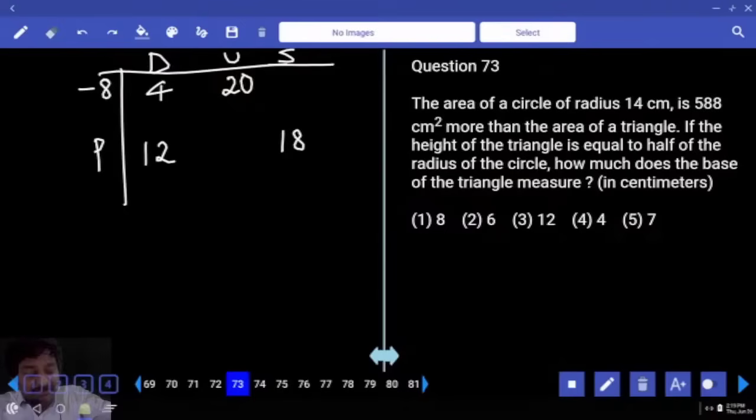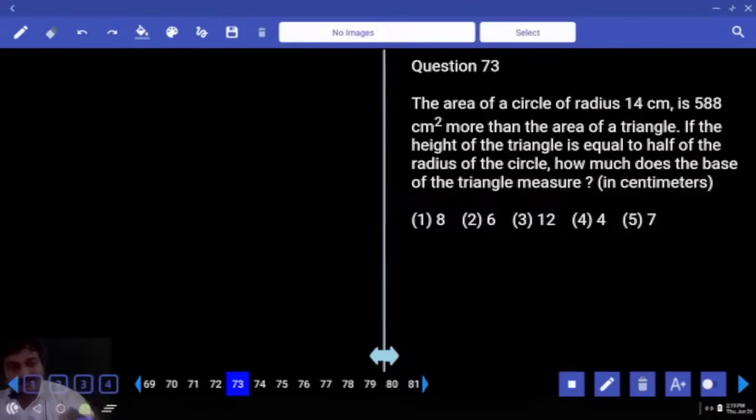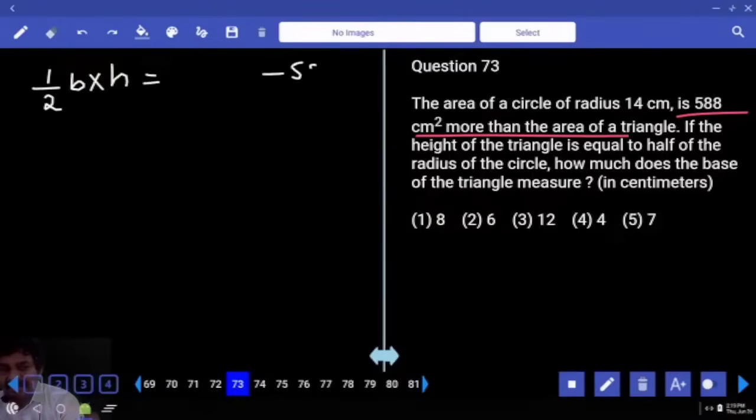The area of a circle of radius 14 centimeters is 588 centimeters square more than the area of the triangle. The height of the triangle is equal to half of the radius of the circle. How much does the base of the triangle measure? We have a circle whose area is 588 more than the triangle area. Triangle area, you know that, is half BH. So half BH is equal to 588 less than the area of the circle only. If the circle area is more than the triangle area, the triangle area is less than the circle area.